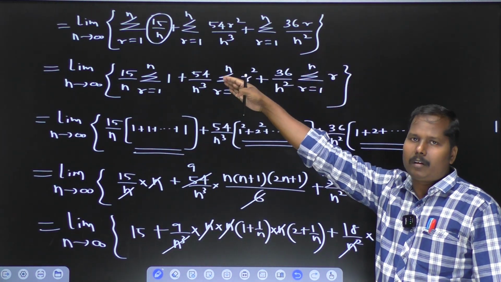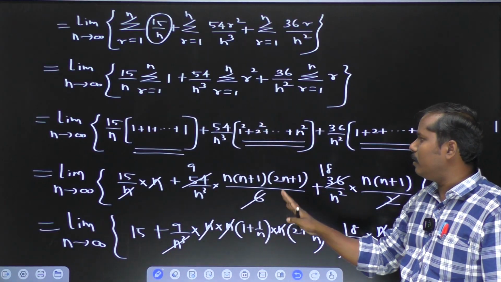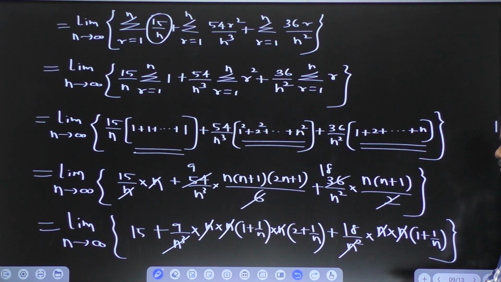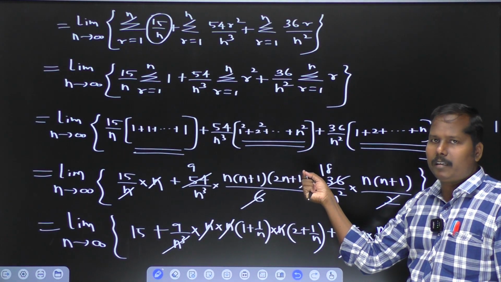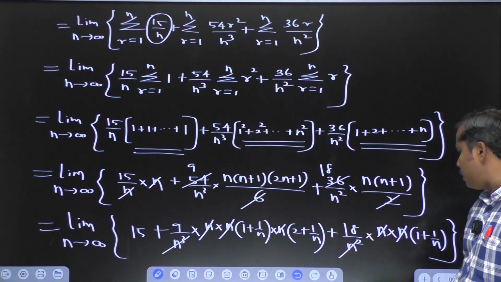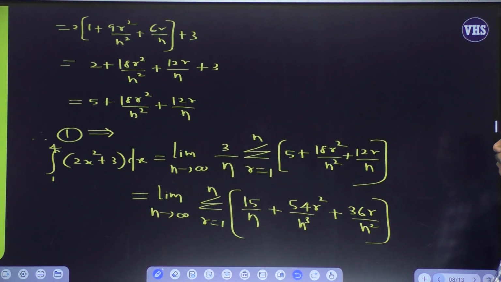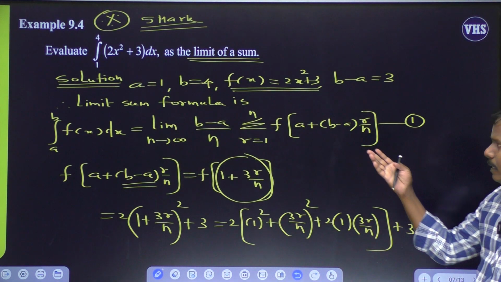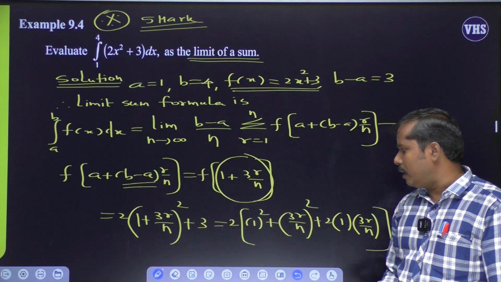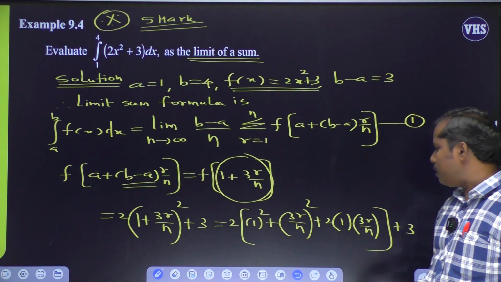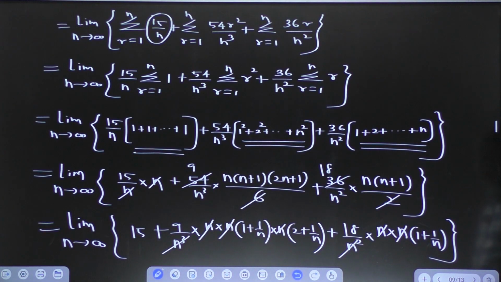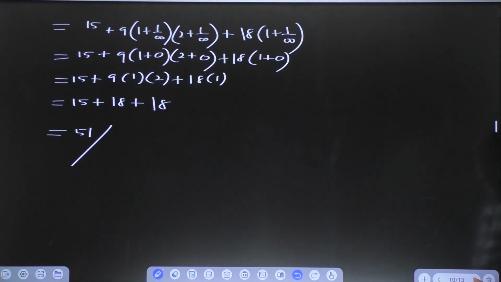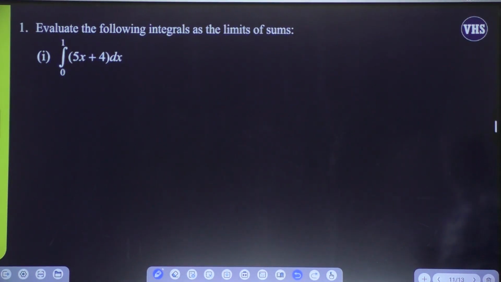We are expanding. We are substituting the formula. You have to be careful here. If you commit a single mistake, the entire problem will collapse. So definitely this problem is worth a 5 mark question. In case of any doubt with this problem, later you can clarify that. Okay students, I hope you understand this problem. Let's go for one more sum. And this is the last sum.